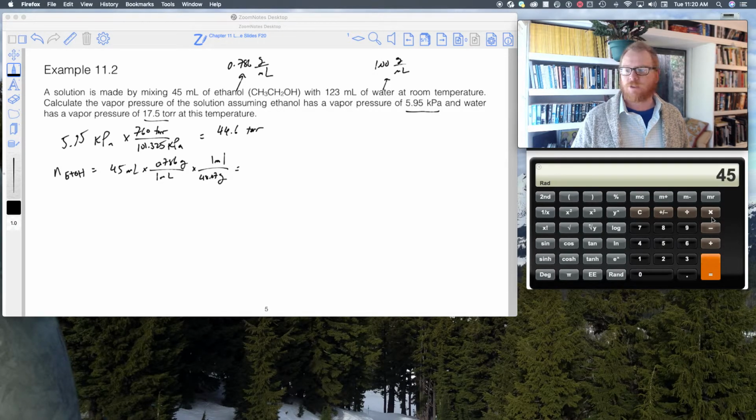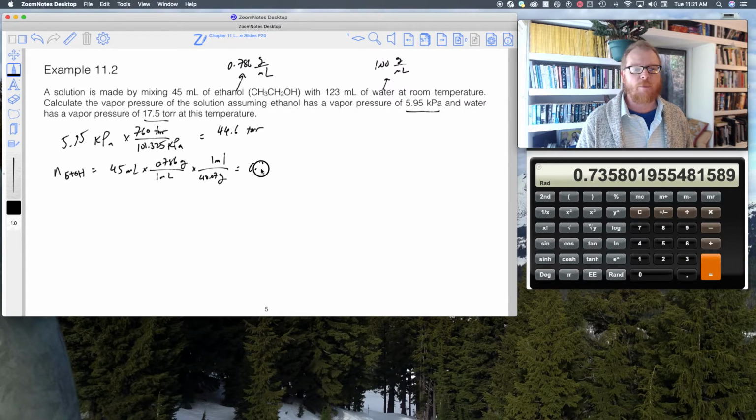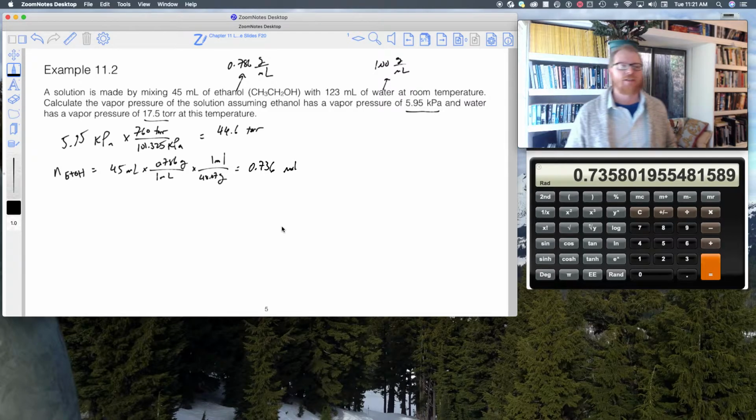So when I do that, now I've got here 45 milliliters times 0.786 divided by 48.07 equals 0.736, let's say. So 0.736 mole. I'm going to go one digit past my number of significant digits, and then I'll estimate my sig figs at the end.